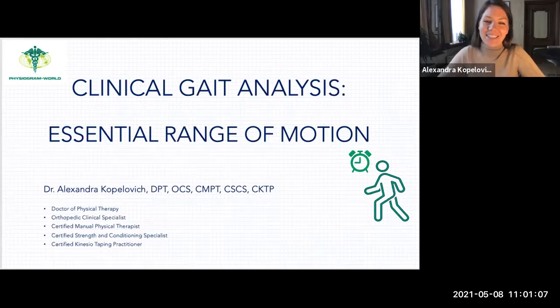Today, we will be discussing clinical gait analysis, and the specific topic for the presentation is essential range of motion during gait. Now, this is our third webinar. Initially we covered temporal variables, we covered distance variables. Now we're going through the ranges of motion. So we will discuss normal range of motion as well as abnormal range of motion. And the following time, we'll be looking at trunk and upper extremity movement. So I hope you'll be able to join us for the following webinar as well.